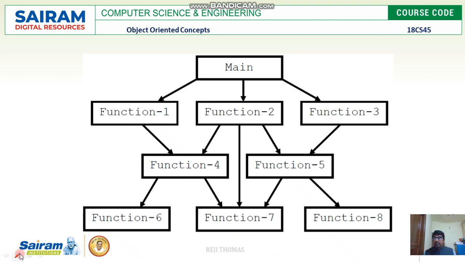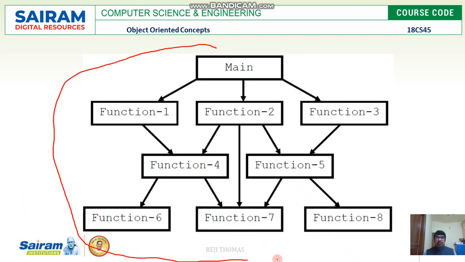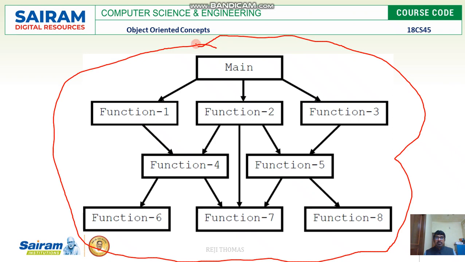You can see the complete program is divided into small functions, starting from main, and we have function 1 till function 8. Please do remember, every function is going to do a specific task. What function 1 does will not be done by any other function. In the same way, what function 2 does will not be done by any other function. Every function is going to do a specific job.